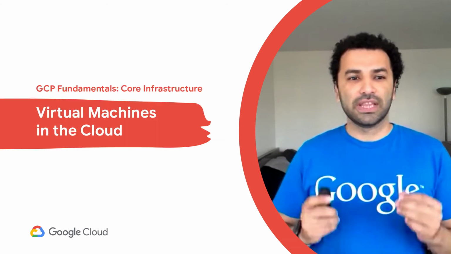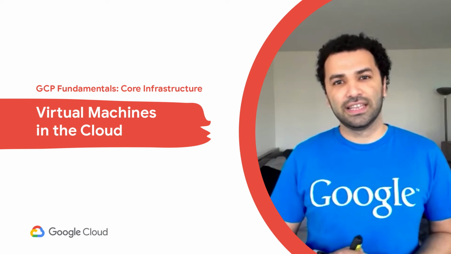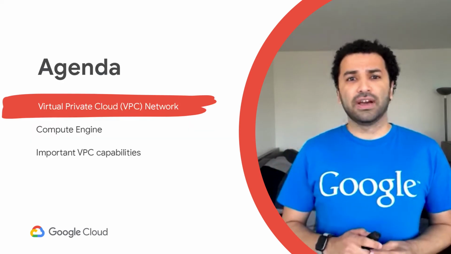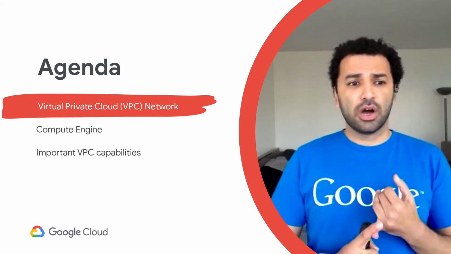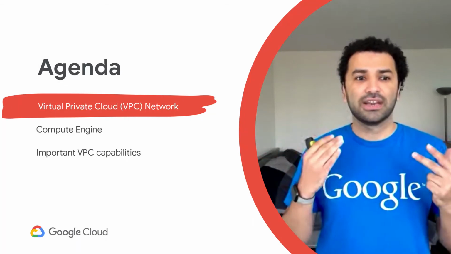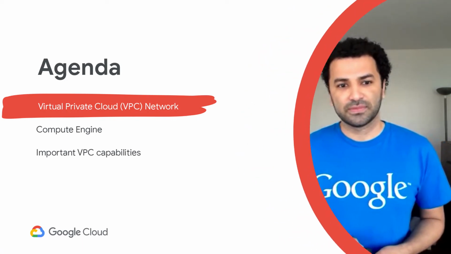So to continue, let's first start with the first part, which is virtual machines in the cloud. In this section, we have an agenda of 3 subsections, which is basically the definition of what is virtual private network, or VPC, and then Compute Engine, and then we are going to discuss other important VPC capabilities.